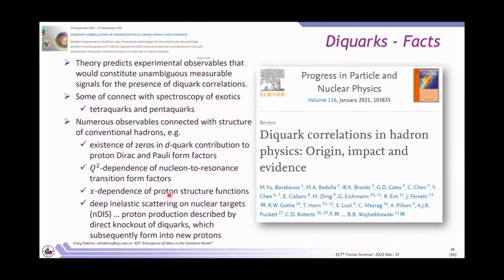And there are theory predictions for unambiguous measurable signals of these diquark correlations. A simple one, people are exploring how tetraquarks and pentaquarks might be described if you used diquark substructure. And then there are things such as zeros in form factors, the Q-squared dependence of nucleon-to-resonance transition form factors, structure functions, and other deep inelastic scattering observables, which can be understood in terms of diquark structure. So there's a whole array of predictions that can be tested and are being tested in modern experiments.